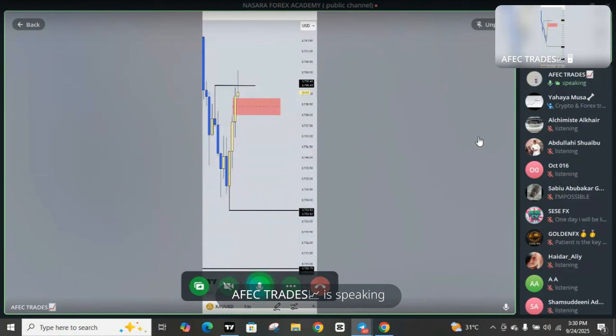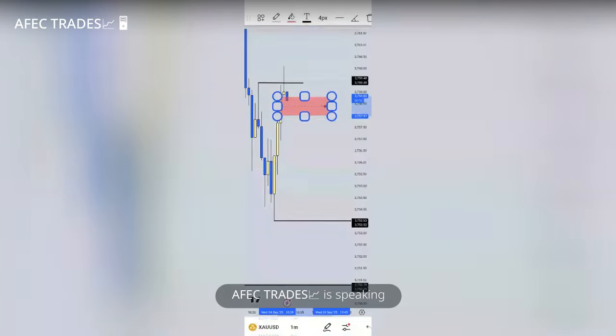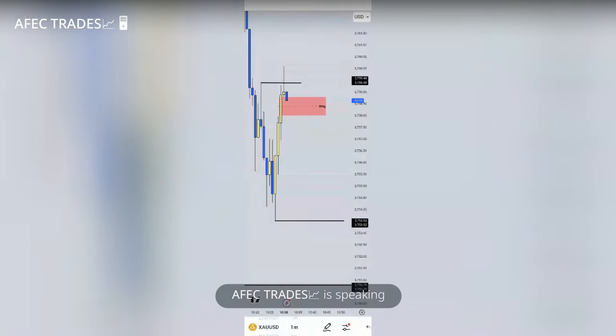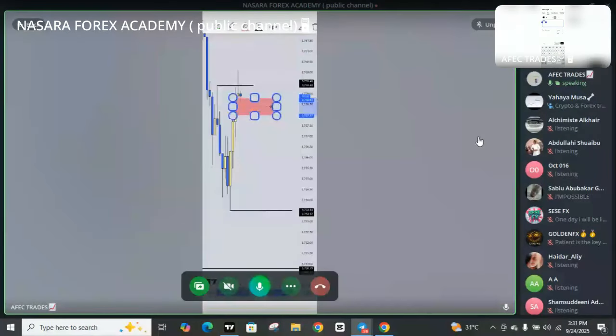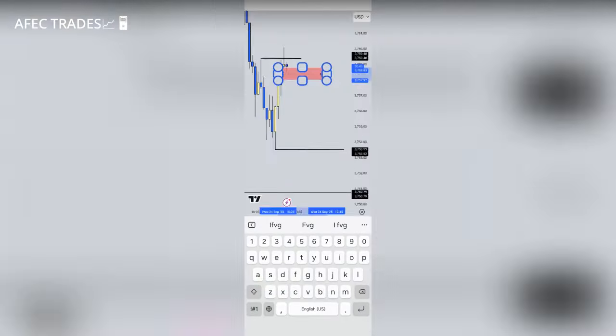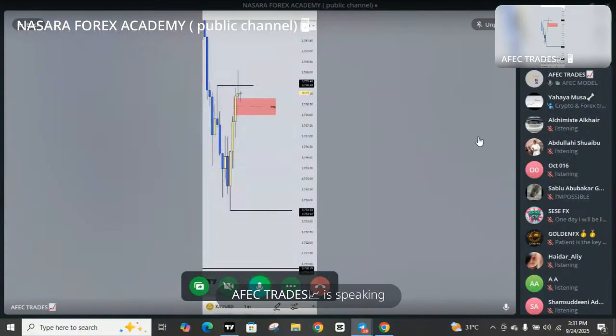All right, that's getting interesting. All right, we have a closure below the high. Then we have this fair value gap, a potential inversion fair value gap. Let's see what price does there.